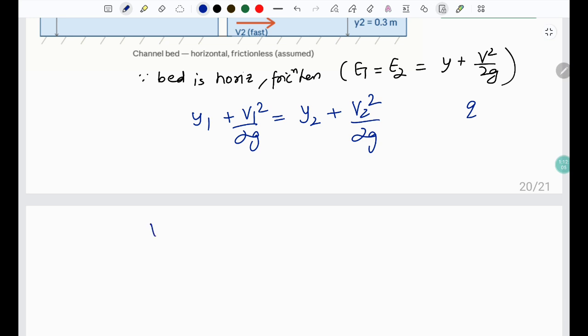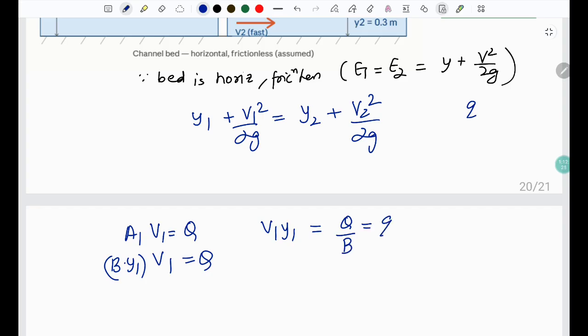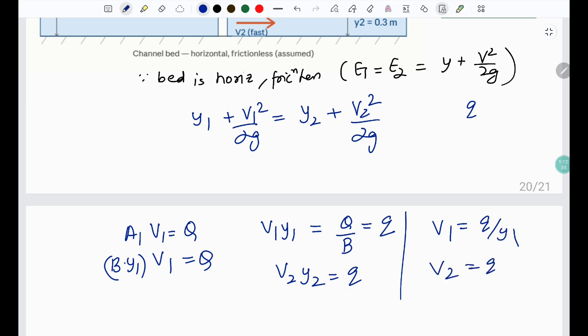Let us put V1 equals Q by B. Since I can write this as B dot Y1 times V1 equals Q, or V1 Y1 equals Q by B, or Q. Similarly, I can write that V2 Y2 equals Q, or I may write V1 equals Q by Y1 and V2 equals Q by Y2.